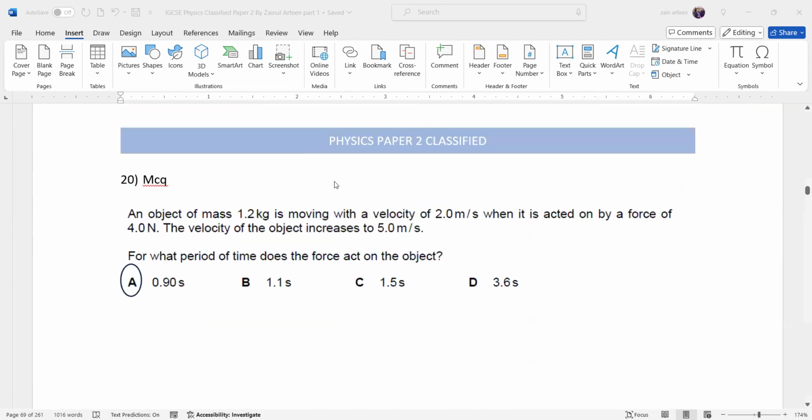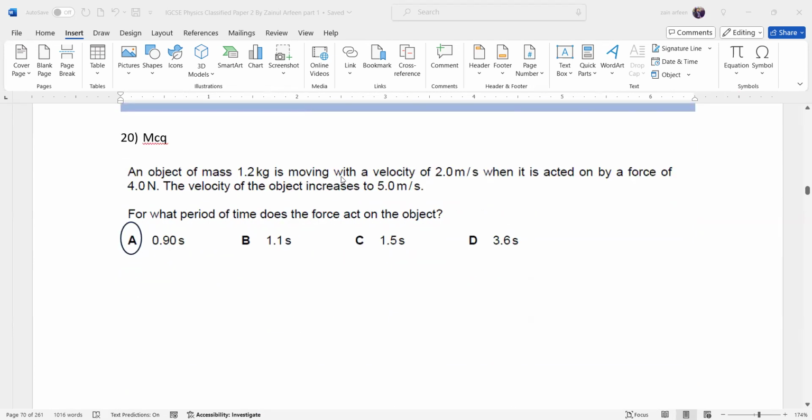In question 20, an object of mass 1.2 kg. Again, this is the same question which is repeated, as we did. So these are the questions related to the topic momentum.